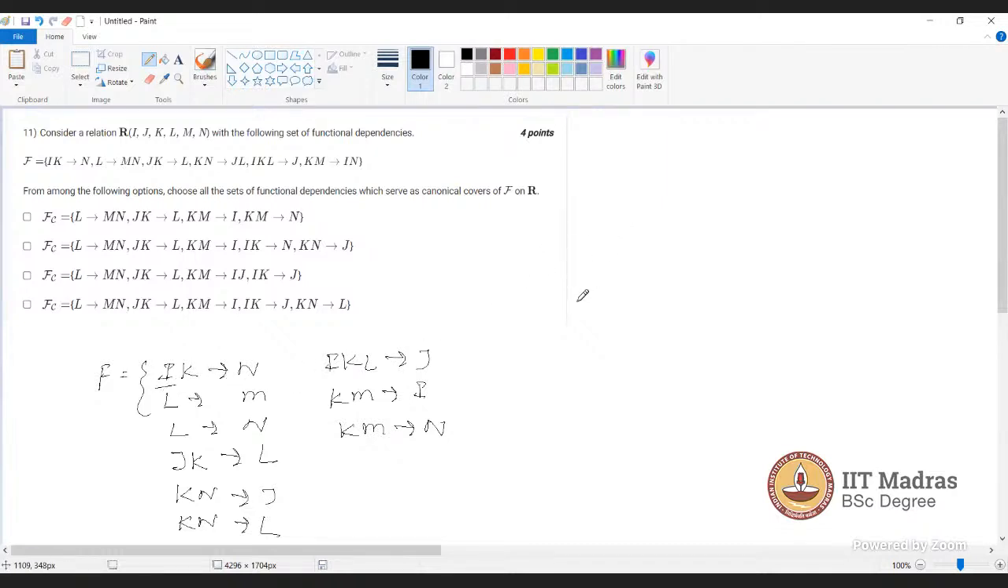Okay, so first let's find whether I is an extraneous attribute or not. So let's find the closure of K. What will be the closure of K? Just K, right? So I is not an extraneous attribute.